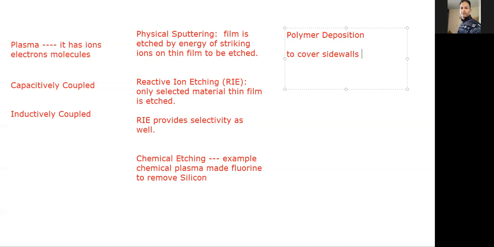When we cover the side walls, the undercut is stopped, and as the undercut is stopped, lateral etching is reduced. This way you get a good anisotropic etching.